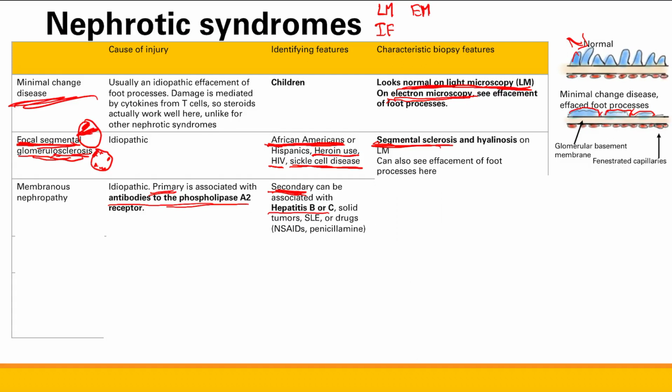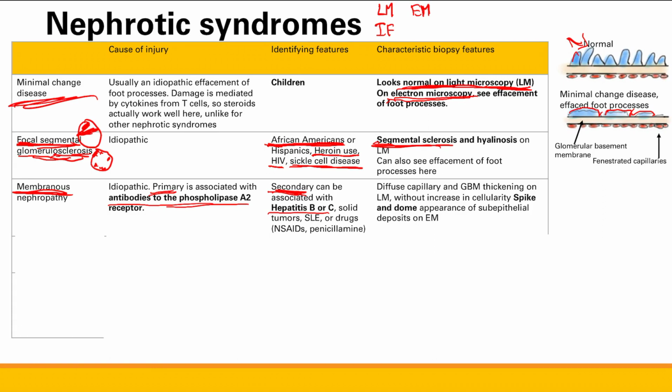Now, I'm going to focus on the name membranous again. What do we say membranous means? Membranous means thickening of the basement membrane. So that's what you're going to see on light microscopy. You're going to see diffuse capillary and GBM thickening. Membranous nephropathy already tells you all that.